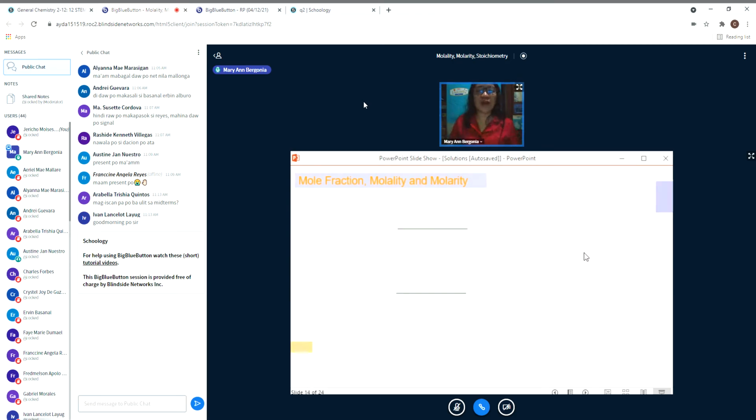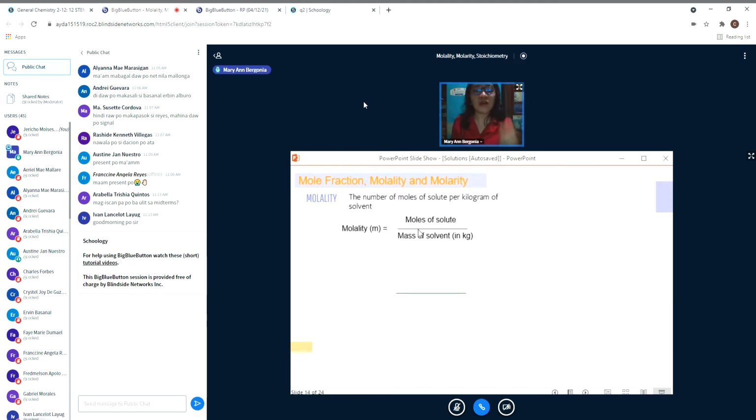Let's move on to our molality and molarity. Kapag sinabi po natin na molality, that is the number of moles of solute per kilogram of solvent. So, in getting the molality, we use the symbol small m. That is equal to moles of solute over the mass of solvent in kilograms. Ibig sabihin, kapag pinag-usapan natin si molality, ang kinukuha natin, ang relationship ni moles over mass.